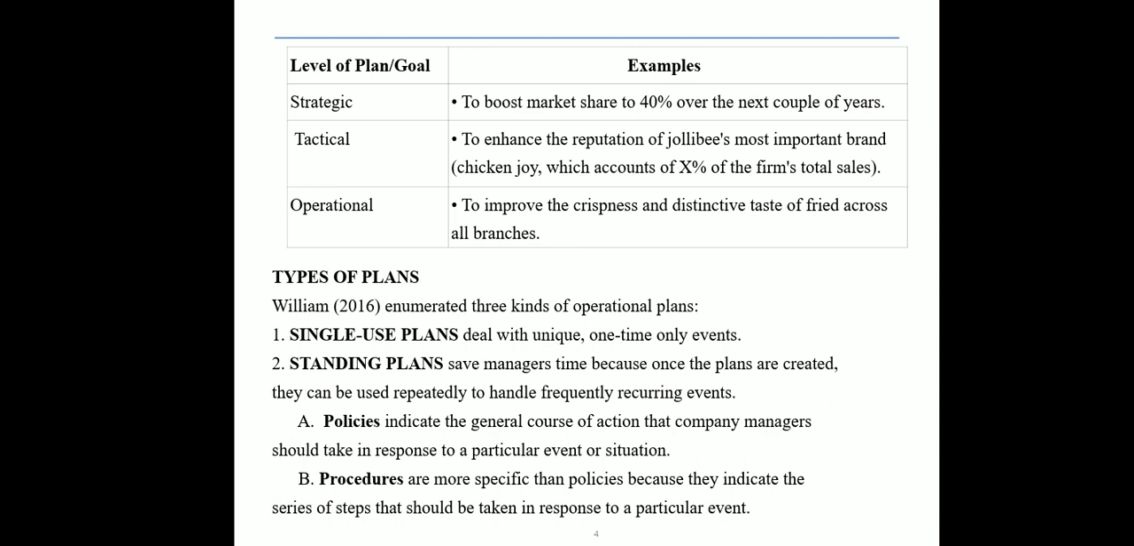So let's proceed to the types of plans. So William 2016 enumerated the three kinds of operational plans. So first, we have the single-use plans that deal with unique and one-time level of plans. So they cannot be used repeatedly since they become useless after they have achieved their objectives. So examples for this are the budgets, programs, project reports, and etc.